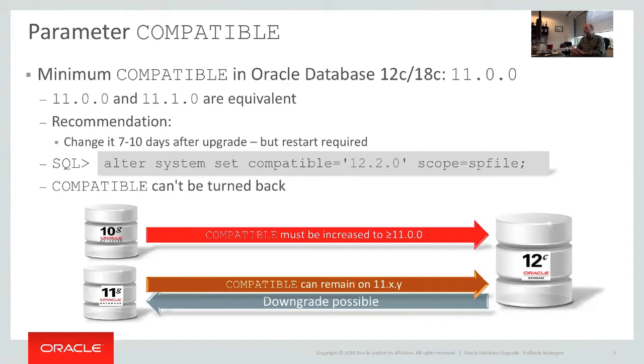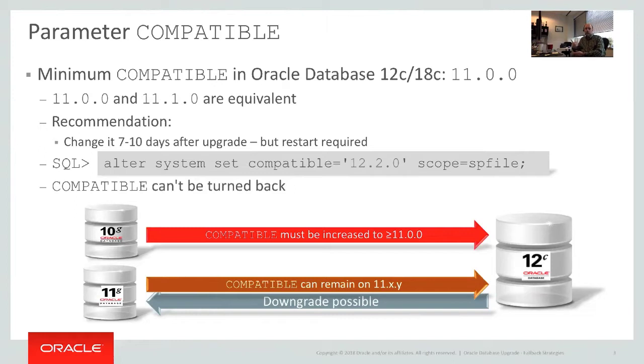A third consideration is that you may need to raise compatible if you're interested in some of those new features that require the higher level. If you want to use sharding with 12.2, well, you're going to have to raise your compatible setting to 12.2. And the final consideration is that raising compatible requires a downtime. It requires restarting the database after you issue this alter system command. So that's 4 things to think about with the compatible parameter.